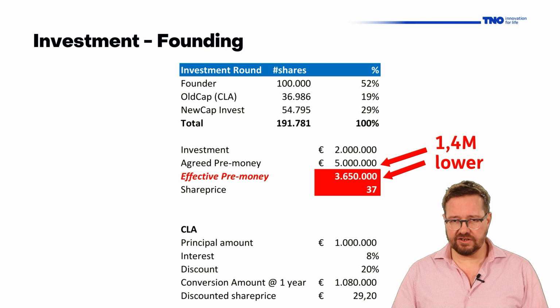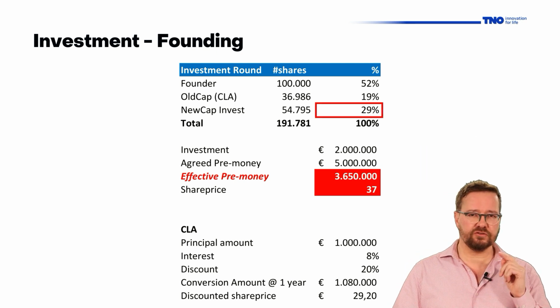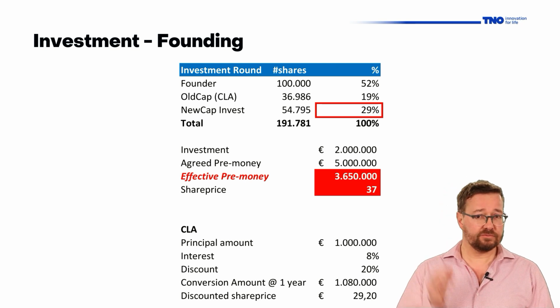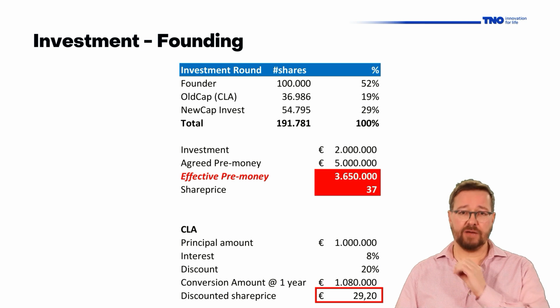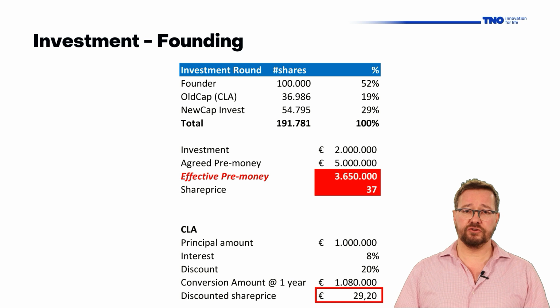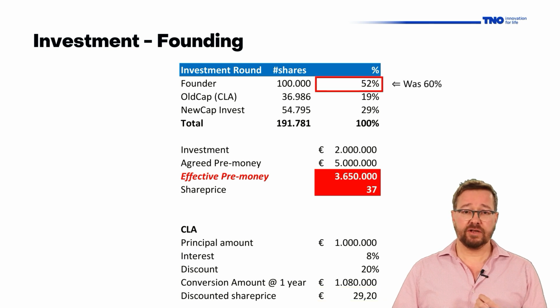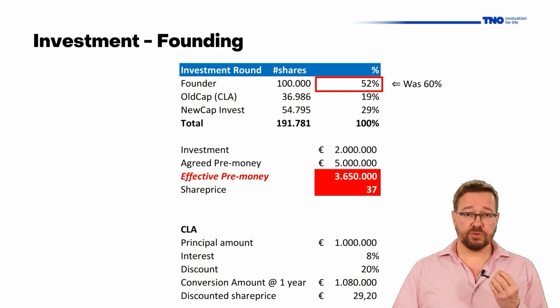Now let's do a quick sanity check. NewCap Invest was aiming for 29% in return for their 2 million investment. Check. The conversion takes place at a discounted share price. Check. As you might have noticed, this latter conversion method goes fully at the expense of the founders' shares, who had 60% with the pre-money method and now 52% with the percentage ownership method.